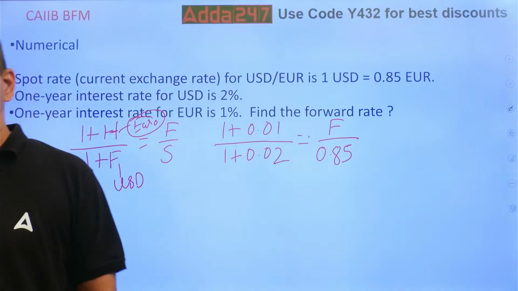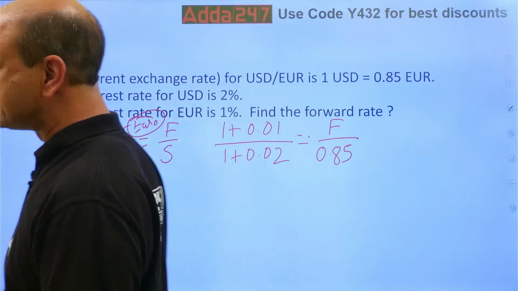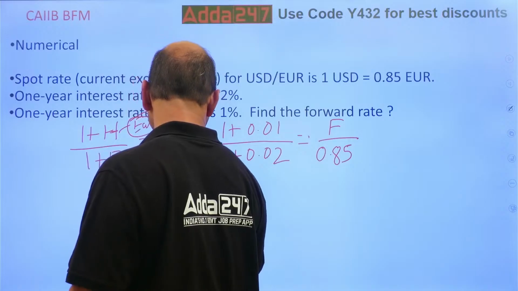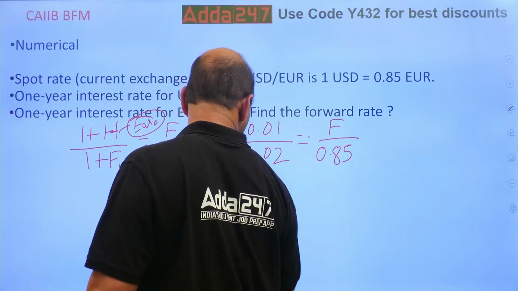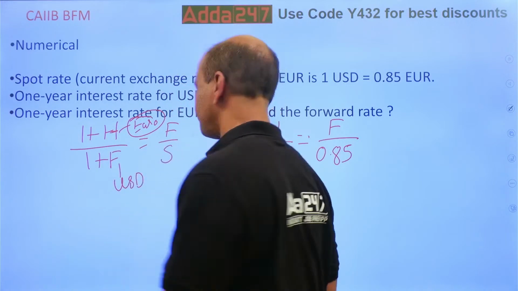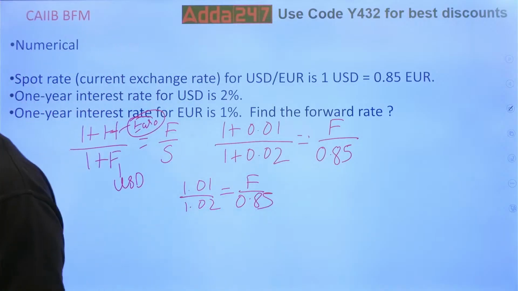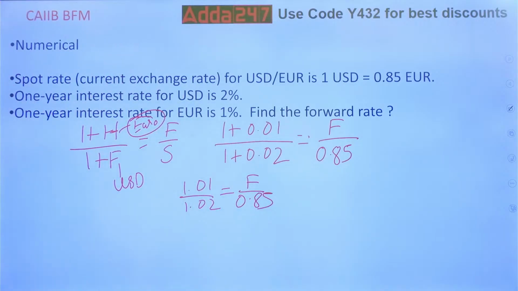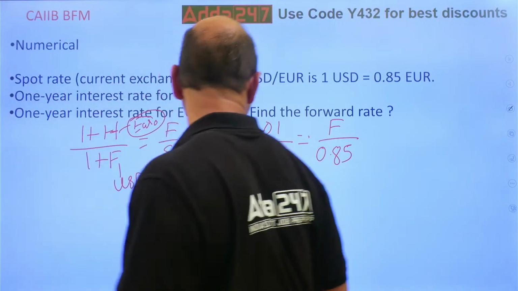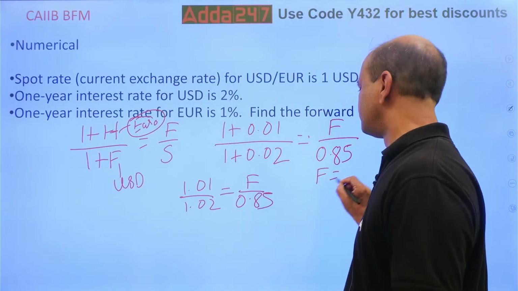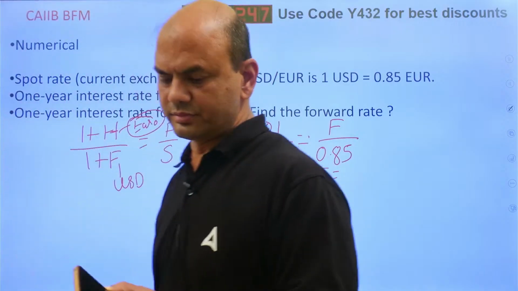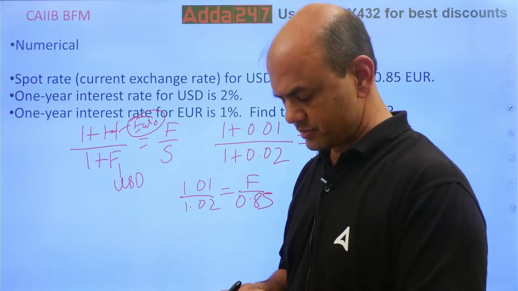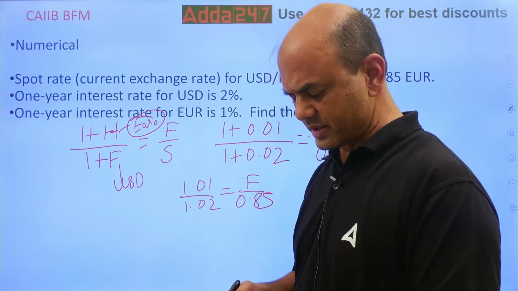Do the calculations now. Everyone try this. 1.01 upon 1.02 equals F upon 0.85. Find F, the forward rate. Find the answer for this. Let me also try. These are the fresh problems which we get.